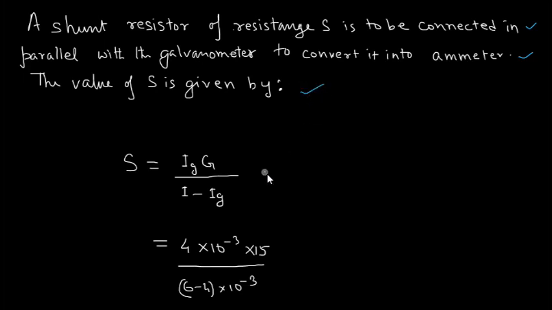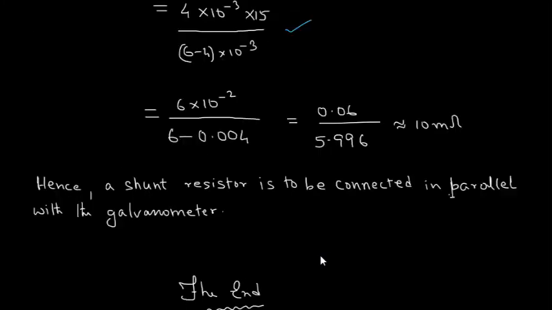Putting the values of Ig, G, I and solving it, we get 0.06 upon 5.996, which is approximately equal to 10 milliohm. Hence the shunt resistor is to be connected in parallel with the galvanometer. So this is the end of today's lesson.